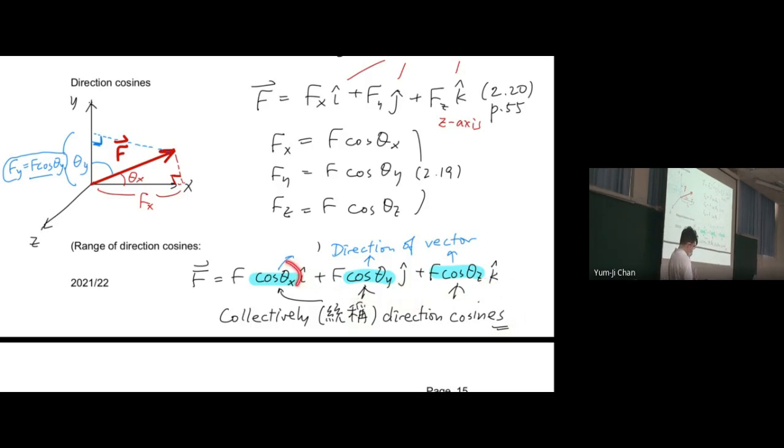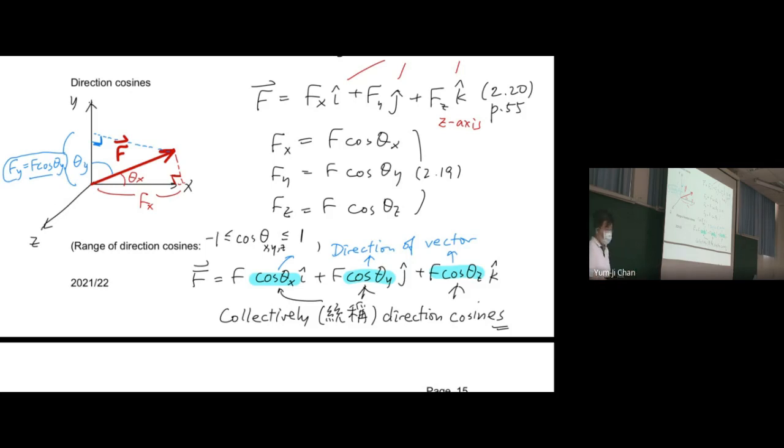Another point to note is that because these are cosine quantities, what is the range of the valid direction cosines? What's the range of direction cosine? For example, cosine theta x or cosine theta y or cosine theta z. Because it is a cosine quantity, the maximum value of cosine is 1, and the minimum value of cosine theta is -1. Very good.